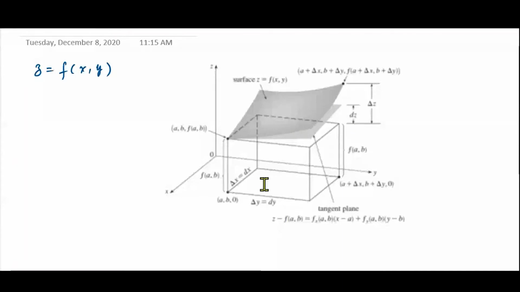But if we take a limit as delta x and delta y both approach 0, then this becomes infinitesimal and they become the same thing. That's the whole idea. So far, so good.